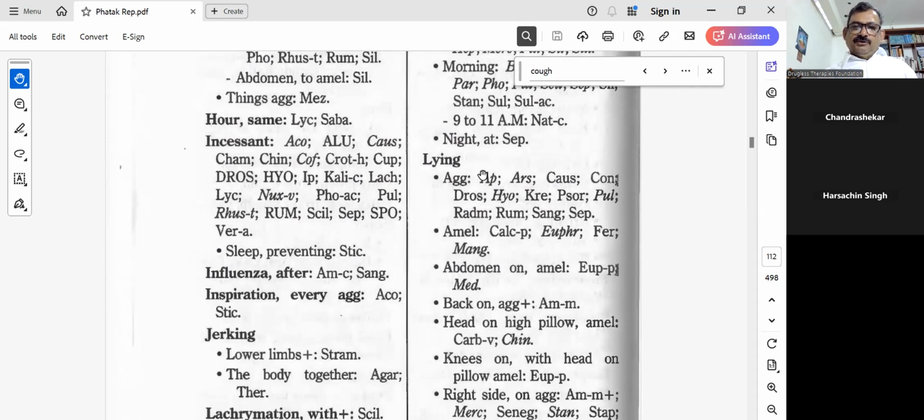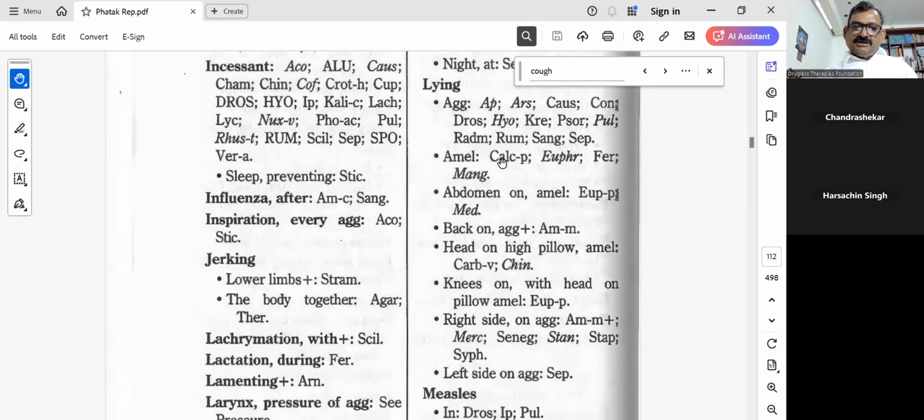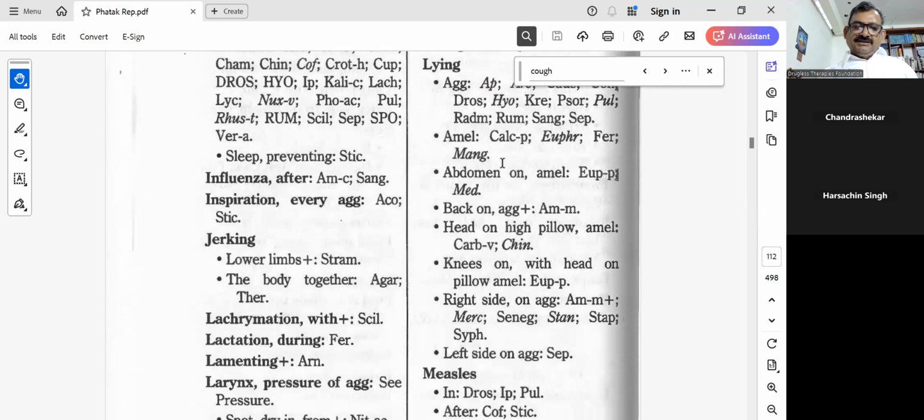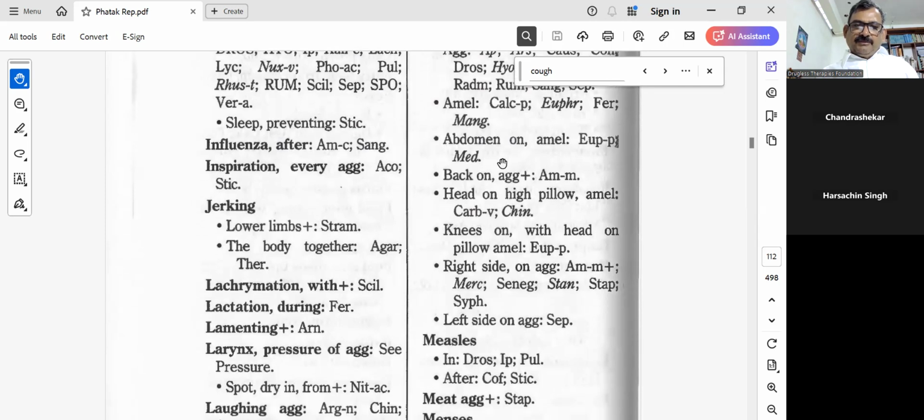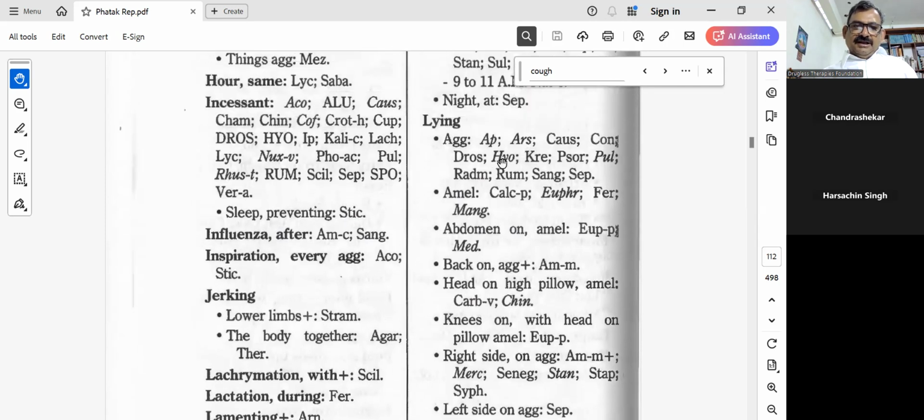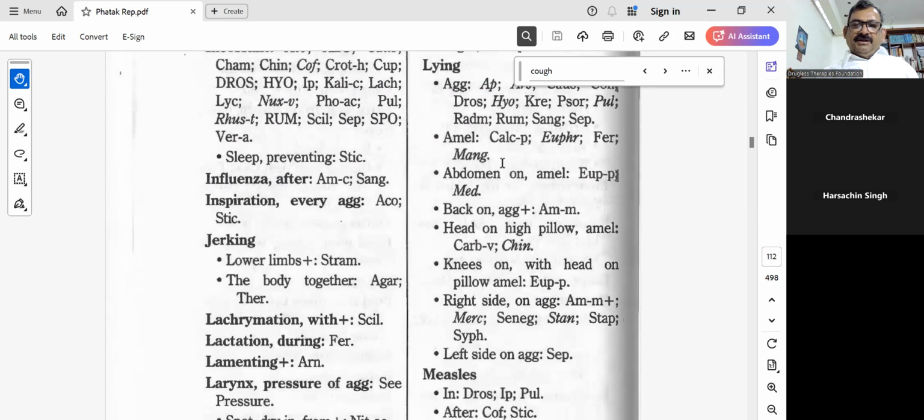It's a common remedy, I told you. If it increases, like Hyoscyamus, by going into the dry cough and the lying aggravation, this is a remedy. Likewise, you have to check the king. Checkmate. You have to checkmate the king. Abdomen amelioration. Lying on abdomen amelioration. They want to lie on the abdomen, lie face down, so that they get some relief in the cough.